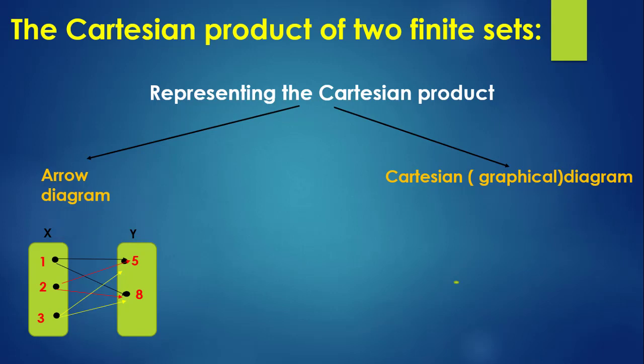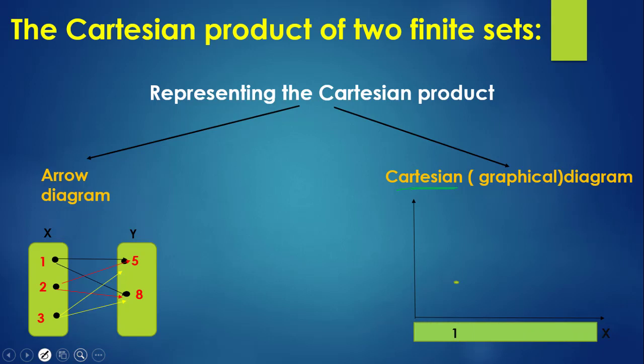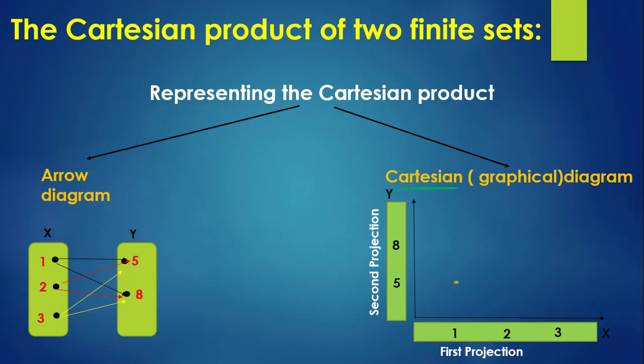The second method is using a Cartesian diagram. In a Cartesian diagram, it's similar to the XY axis diagram. Here, for example, we have X and Y. X consists of 1, 2, and 3. Y, this is the first projection, and the second projection, Y, 5 and 8. I put a point. For example, 1 with 5, so I draw a point here. This is 1 and 5, the first point. Then 1 and 8, the second. Here 2 and 5 and 2 and 8. Each point is an ordered pair.